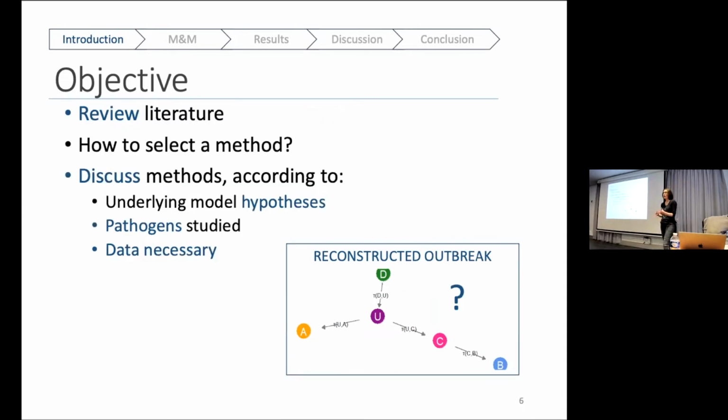To answer these questions, we systematically reviewed the literature for transmission tree reconstruction methods. Our goal was to discuss methods according to the pathogen studied, the epidemiological data, as well as the genomic data necessary to implement them, and finally, the underlying models.